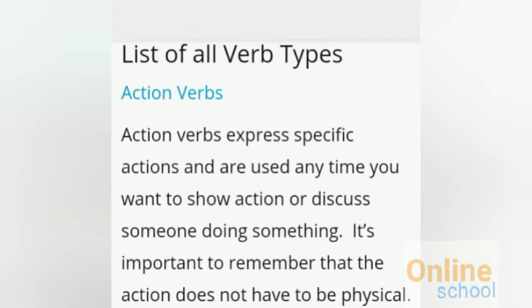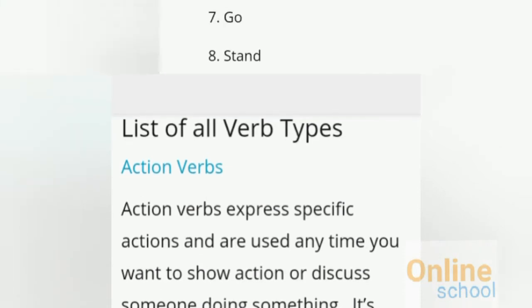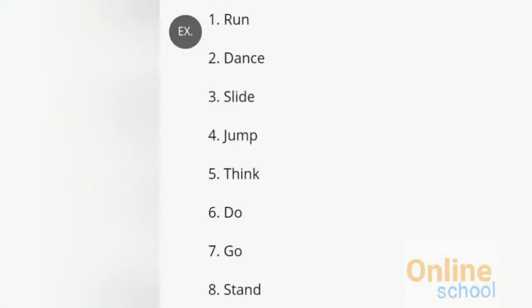First, action verb. Action verbs express specific actions and are used any time you want to show action or discuss someone doing something. It's important to remember that the action does not have to be physical. Examples of action verbs: run, dance, slide, jump, think, do, go, stand, etc.